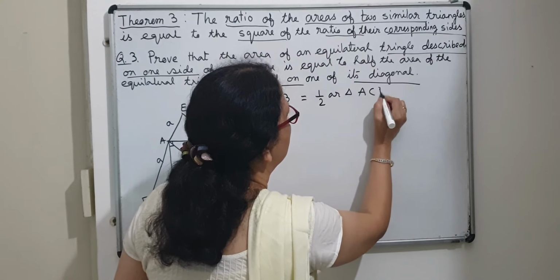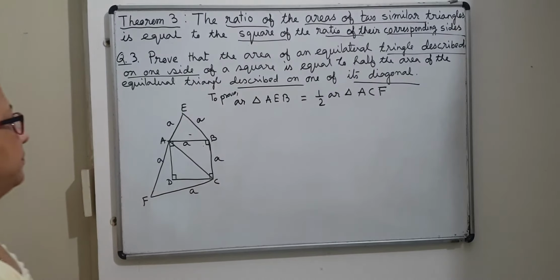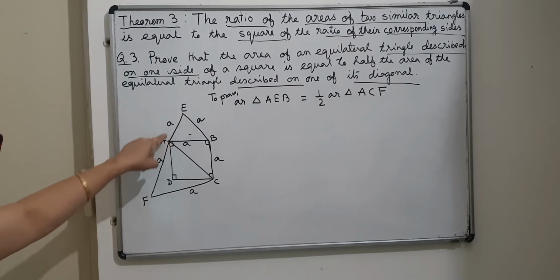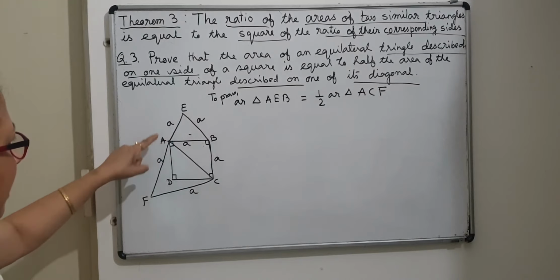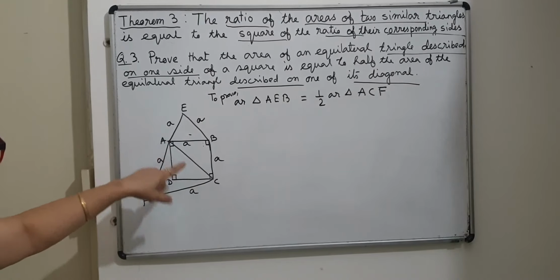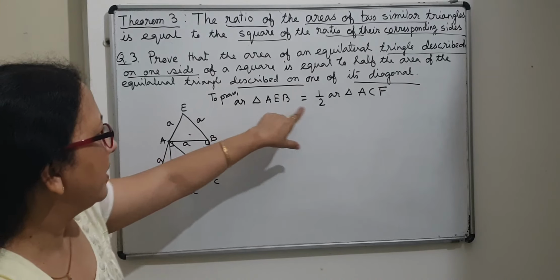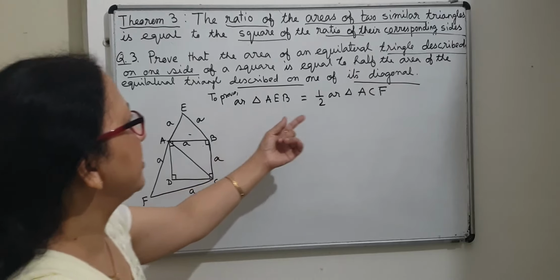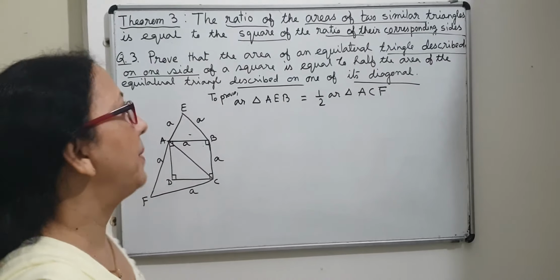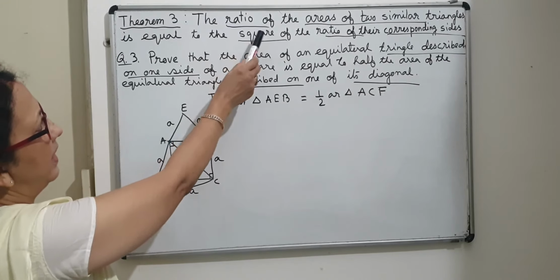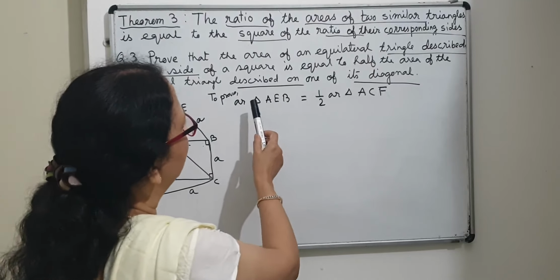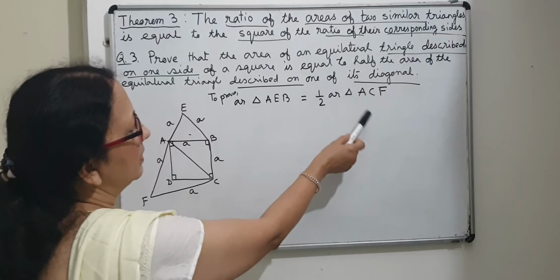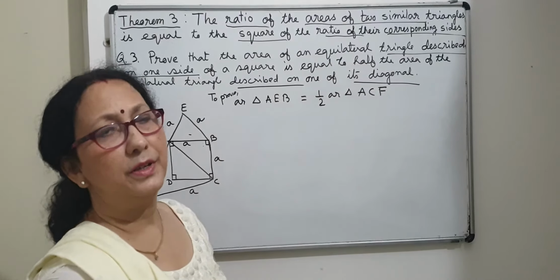This is the question: the area of this triangle is half the area of this triangle. This is described on the side and this is described on the diagonal of the square. Whenever areas of two triangles are involved, we have to use the theorem, and for that I have to first prove that these two triangles are similar, then only I can use the theorem.